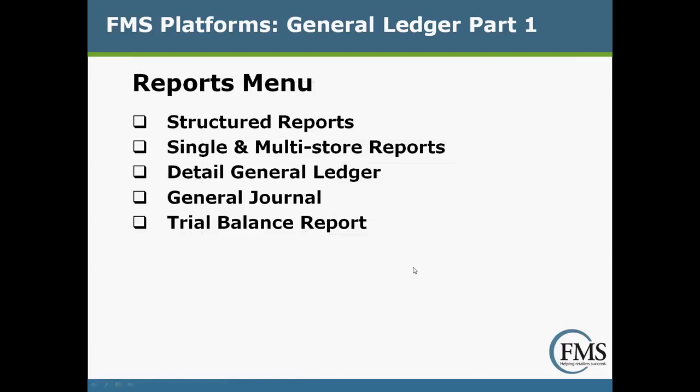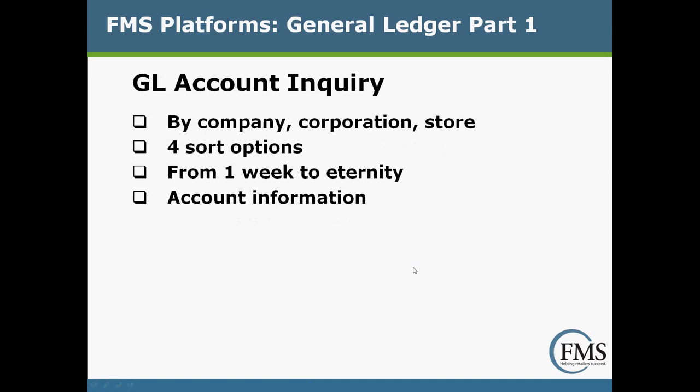That was the reports menu that we're going to cover today. Next is GL account inquiry. So basically there's 4 ways to sort that information. It's by company, corp, and store, but you can sort that information in 4 different ways. You can go from 1 week of activity to as much activity as the client has in the system, and you can look at the individual account information.